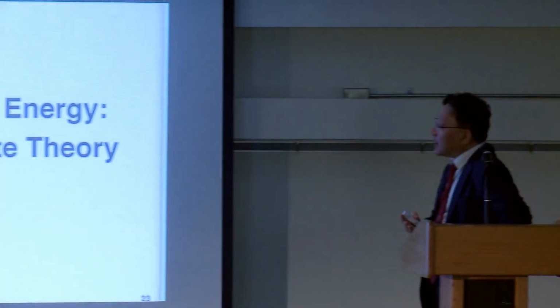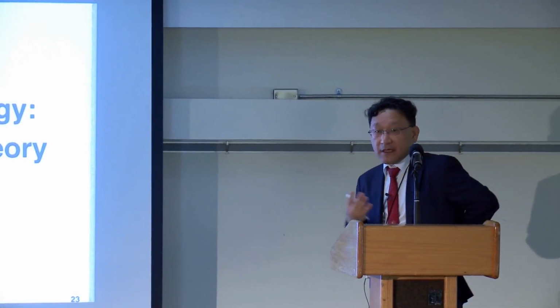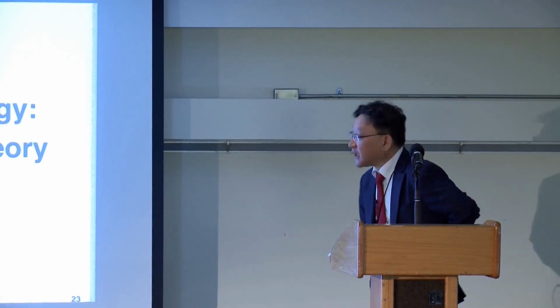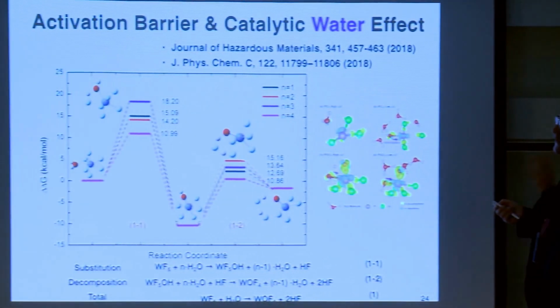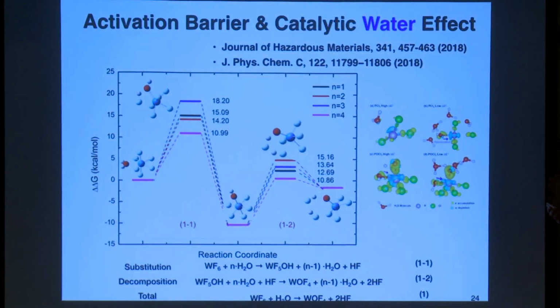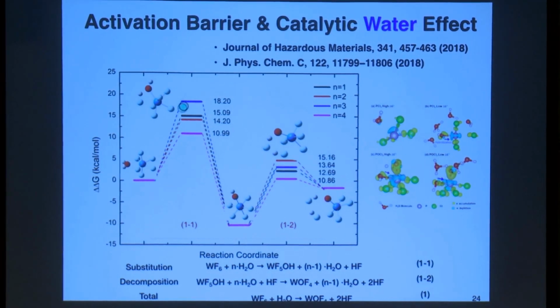How about predicting the reaction velocity? Then you have to calculate the activation barrier. We can apply nudged elastic band, NEB, calculations, and you can capture the activation barrier for a certain reaction from one chemical species to another. It is very well captured.